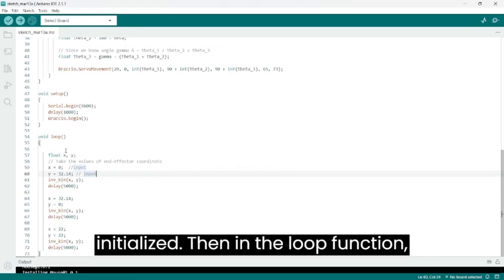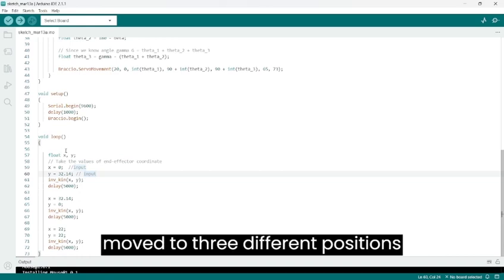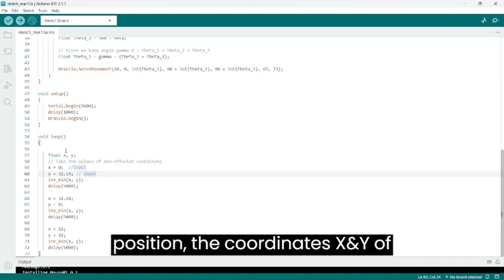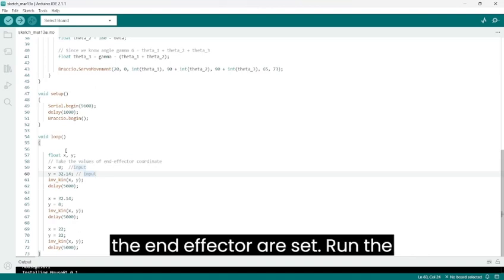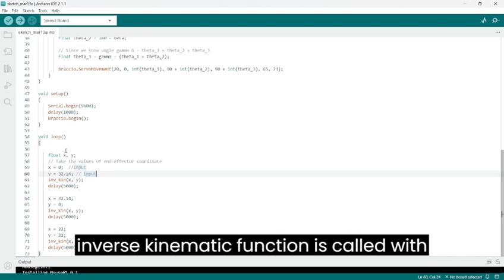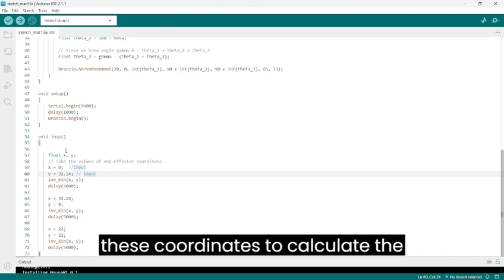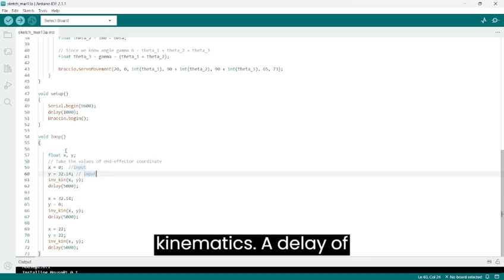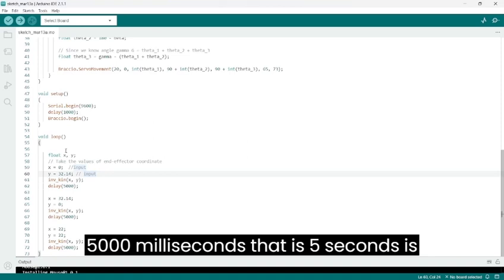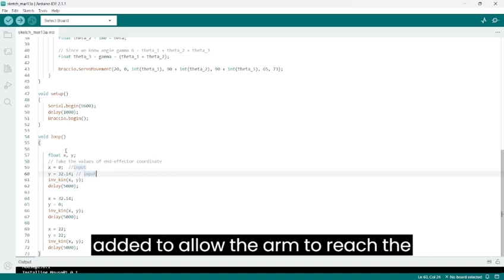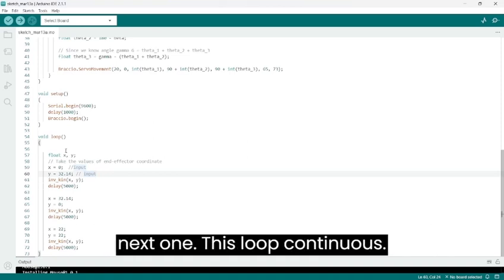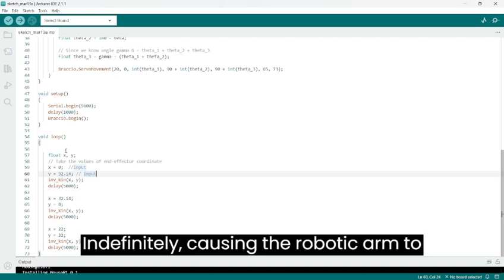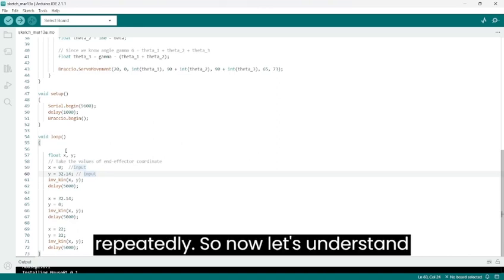Then in the loop function, the end effector of the robotic arm is moved to three different positions sequentially. For each position, the coordinates x and y of the end effector are set. Then the inverse kinematic function is called with these coordinates to calculate the corresponding joint angles using inverse kinematics. A delay of 5000 milliseconds, that is 5 seconds, is added to allow the arm to reach the desired position before moving on to the next one. This loop continues indefinitely, causing the robotic arm to move between the specified positions repeatedly.